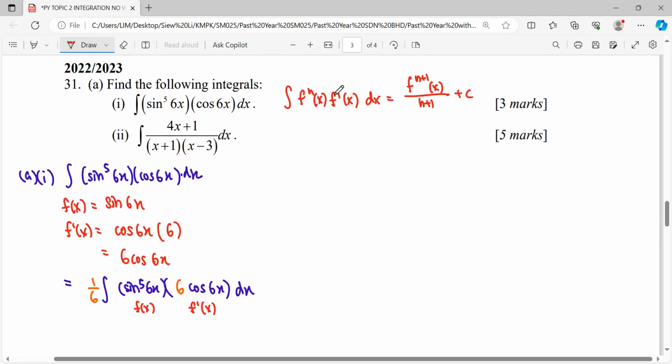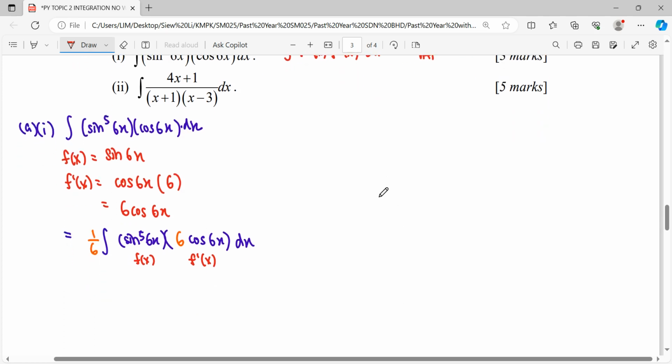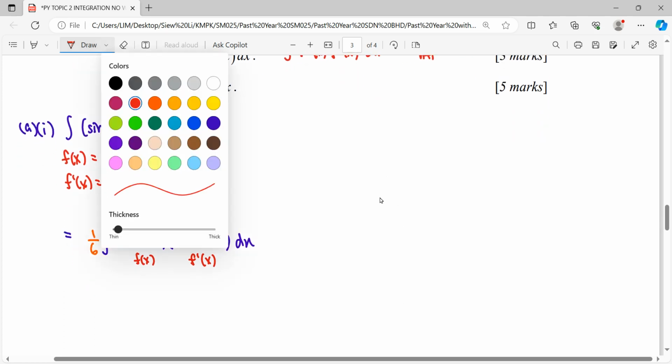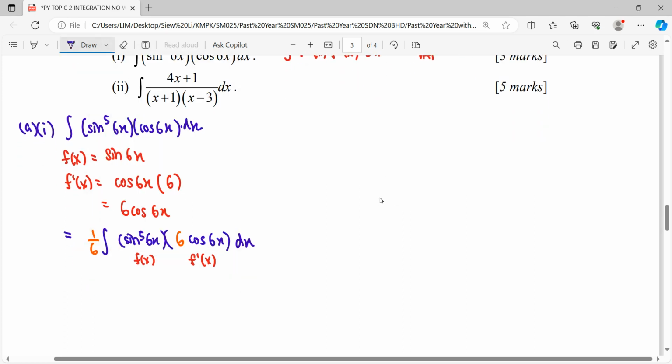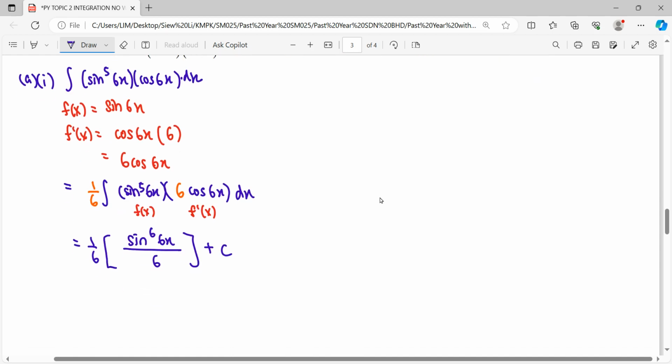So we achieve the pattern. Therefore, in using this formula, we can do power plus 1 over the new power to find the integration. So 1 over 6 as the coefficient outside, power plus 1, so sine will be to the power of 6 over the new power, and then plus c. Then simplify.